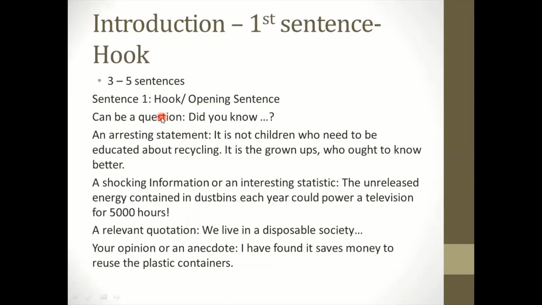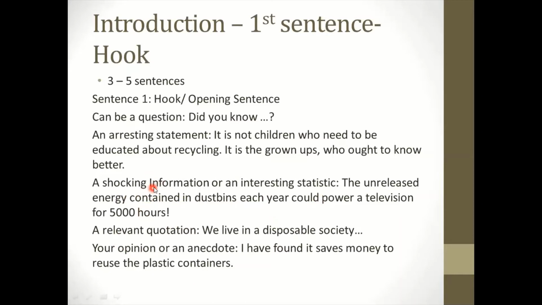Now, I don't want to start with a question. I don't want to start with such a statement. I can start with some shocking information or an interesting statistic. What can that be? The unreleased energy contained in dustbins each year could power a television for 5,000 hours. Shocking or not, right? A very interesting statistic over here. So you can start with this.